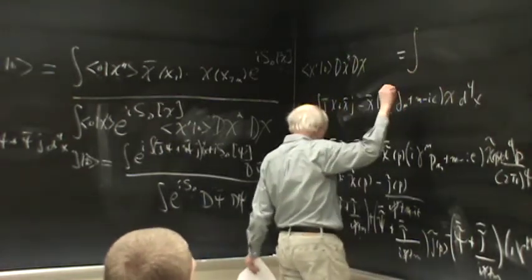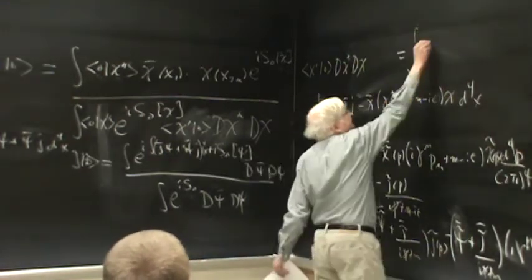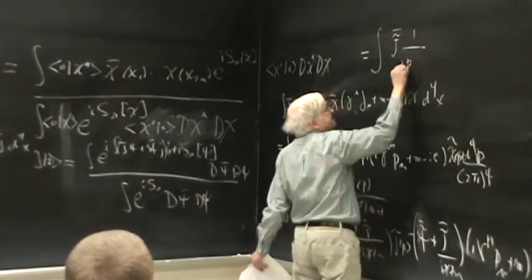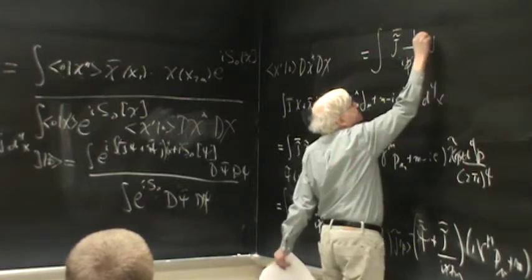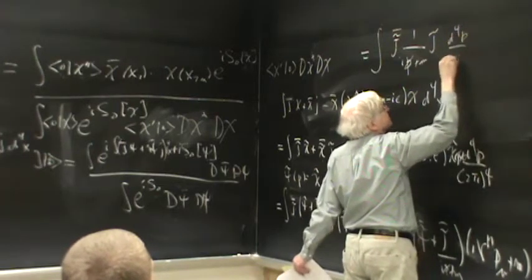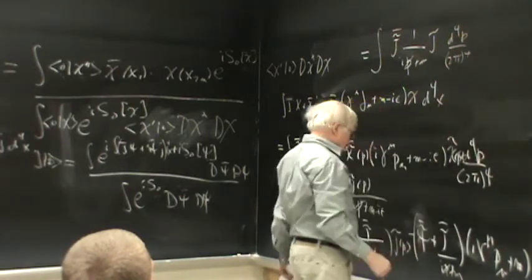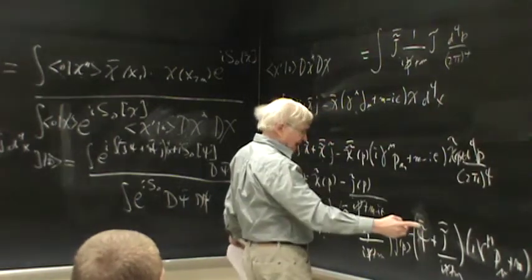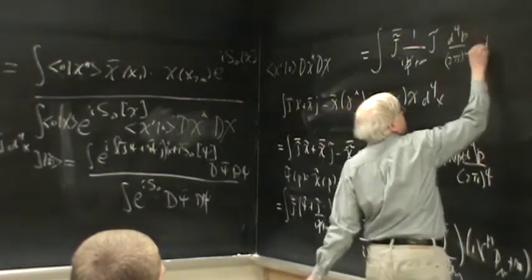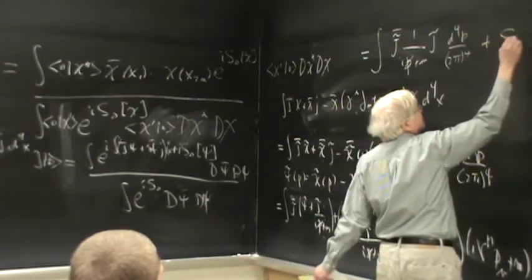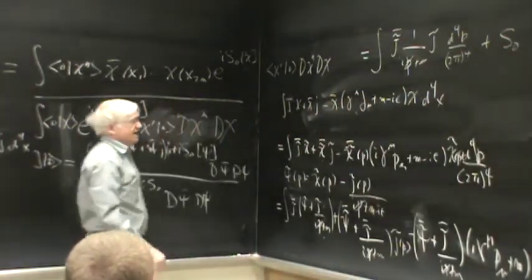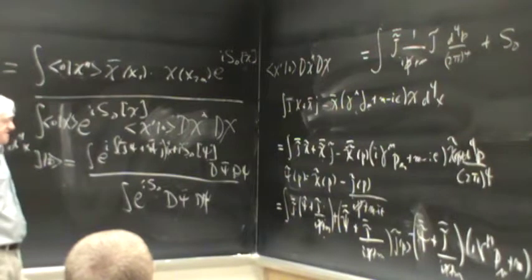So altogether then, this is equal to an integral of j tilde bar, 1 over i p-slash plus m, j tilde, d4p over (2 pi) to the 4th. And then the rest is just the Dirac action in momentum space. So I could write that maybe as just S0, with the understanding that it's either in position space or momentum space. The two are the same.